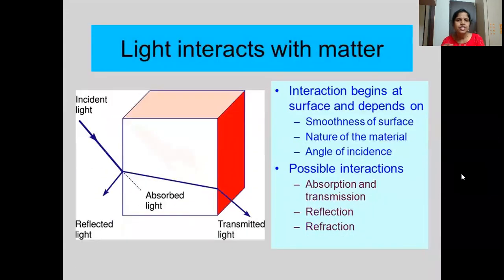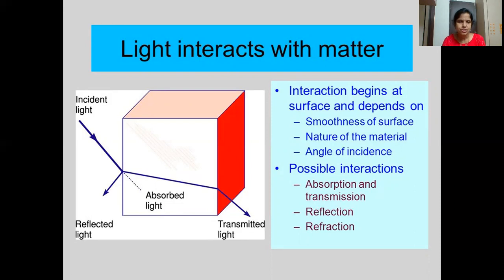We know that when light falls on matter, the matter may absorb the light and transmit the light, or else the light striking the surface of the matter can be reflected back. This is the incident light. Incident light is the ray of light which is falling on the matter. Some light can be absorbed, some light can be transmitted out, or it may undergo reflection. All this happens when the light strikes the surface of the sample or the matter.